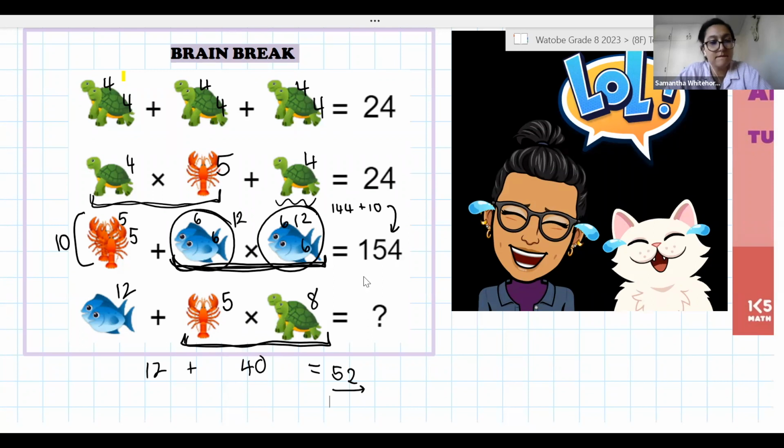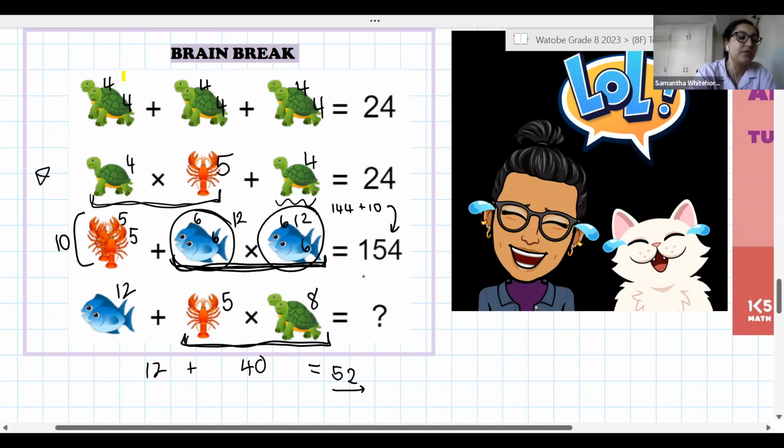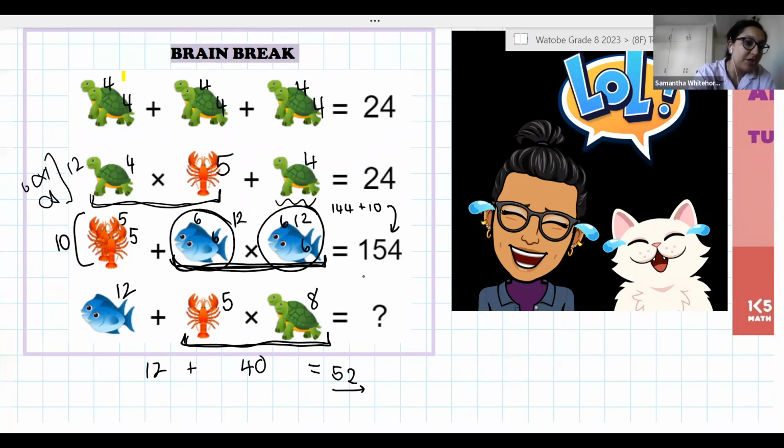Ma'am, how did you get 6 versus 12? Yes, so two fishes together is 12, which means one fish is 6. So if 2 fishes are 12, I can't draw a fish, that's a weird looking fish. So if 2 of my fishes all together is 12, that means each fish has to be 6, because 6 plus 6 is 12.